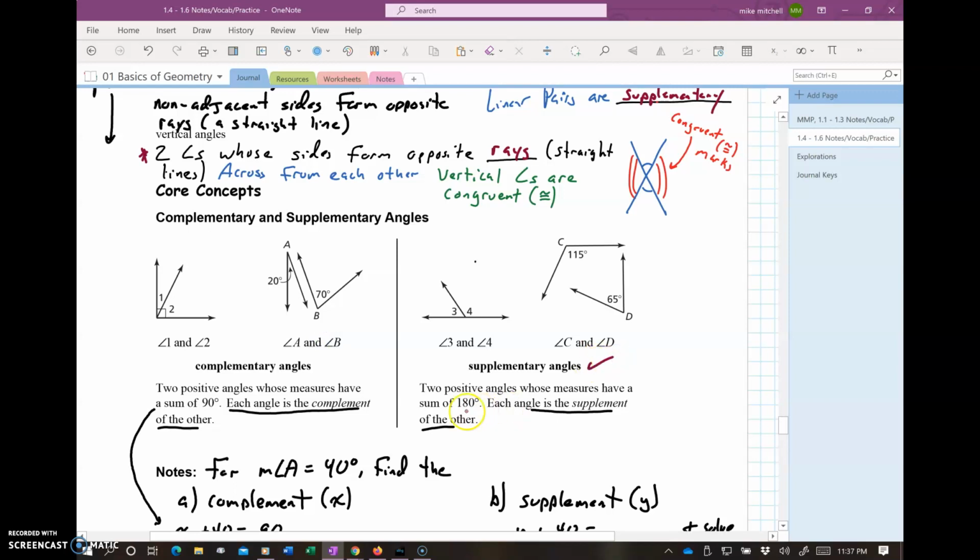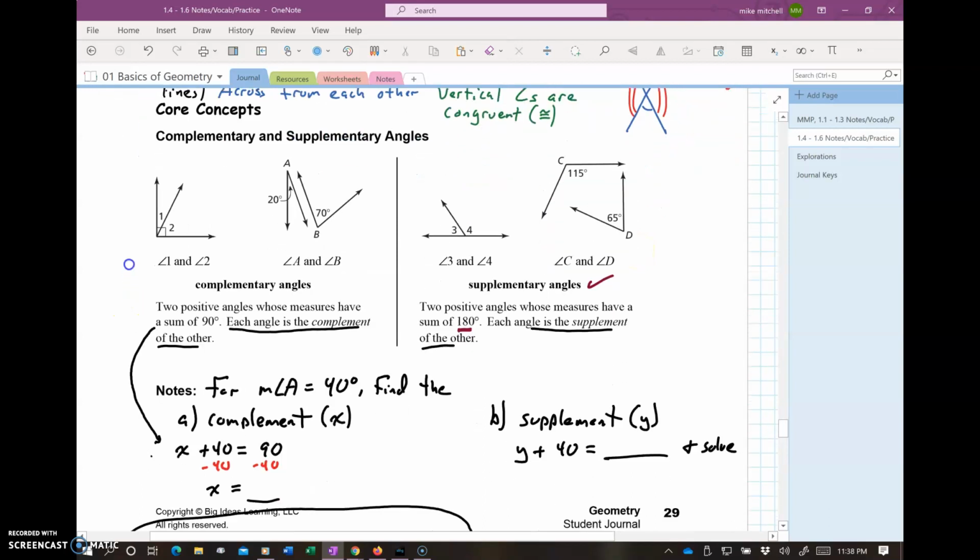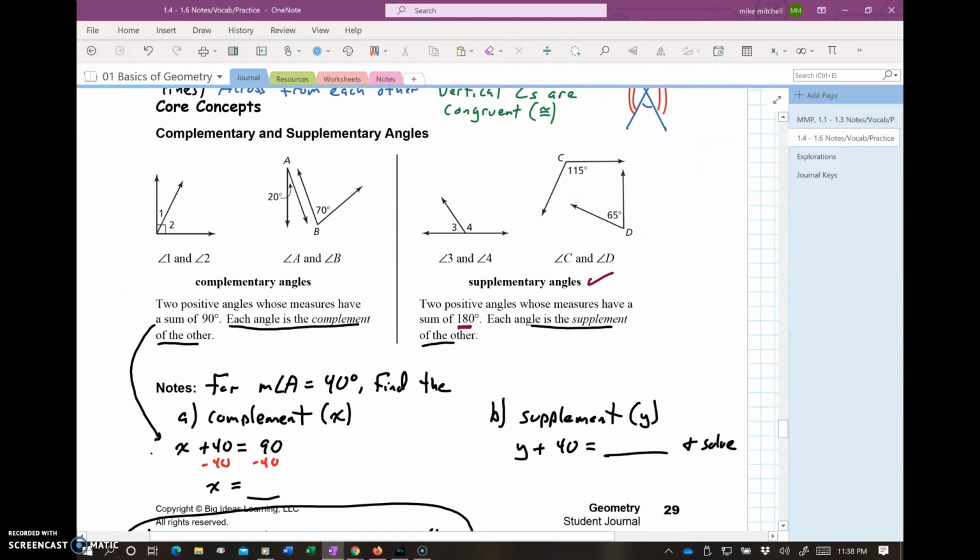Supplementary works the same. We measure two positive angles that add up to 180. We've got our visual example right here. Those two angles make a straight line. They add up to 180. These two, you just have to catch it. You'll be told it, or you'll be asked to recognize if it's true. Again, each angle is the complement of the other. So for both of these, I wrote examples down here.